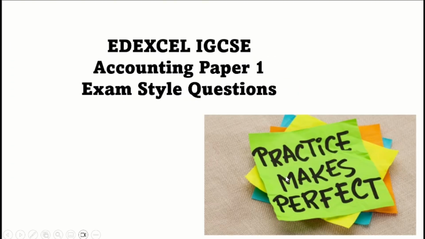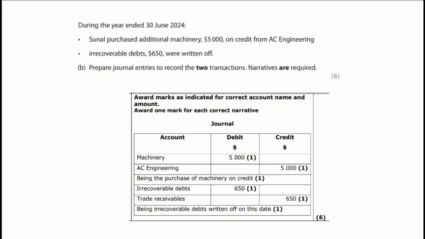Now, let's look at some exam style questions. Edexcel IGCSE Accounting Paper 1. During the year 30th June 2024, Sunal purchased additional machinery 5,000 on credit from AC Engineering. Irrecoverable debt 650 were written off. Prepare the journal entries to record the two transactions.